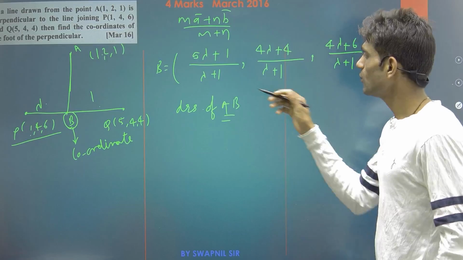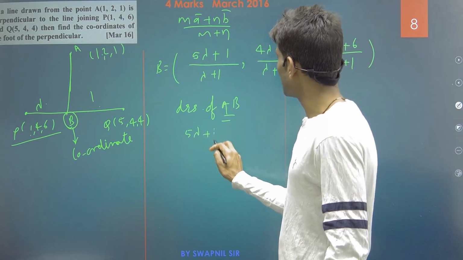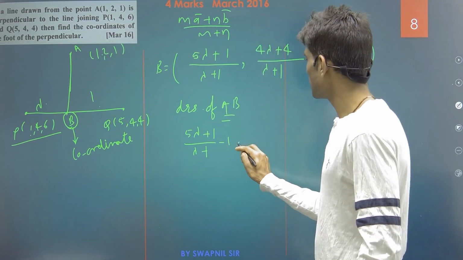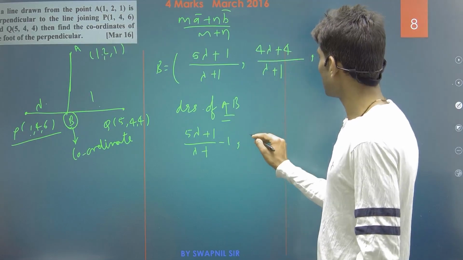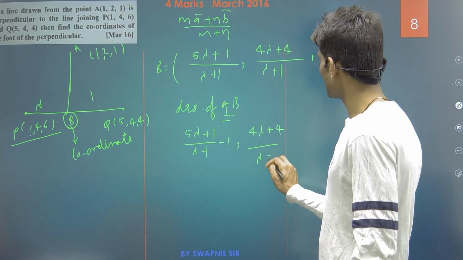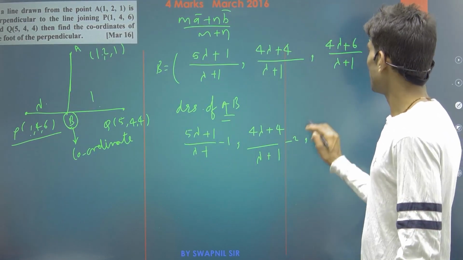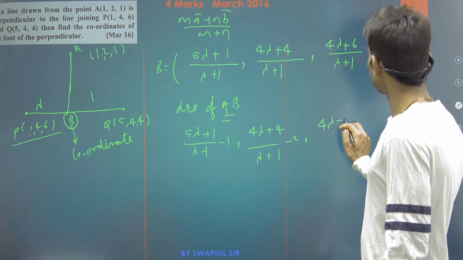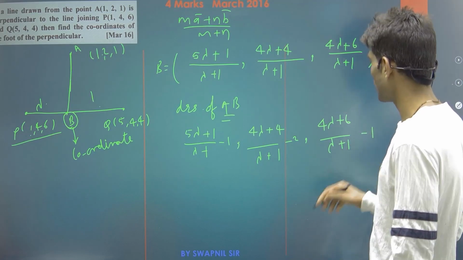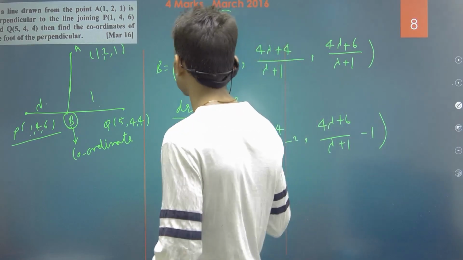So for the first coordinate we have here (5 lambda plus 1) divided by (lambda plus 1), minus 1, which is the first vertex. Similarly (4 lambda plus 4) upon (lambda plus 1), minus 2, this one is our second vertex. And third, (4 lambda plus 6) upon (lambda plus 1), which is the third vertex, minus 1 here. All are the three vertices for our direction ratios for line segment AB.